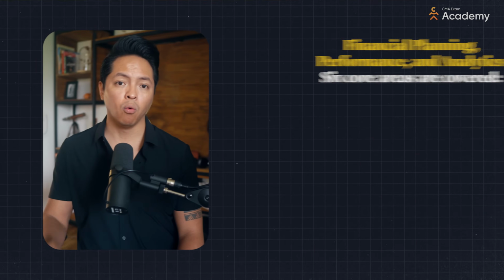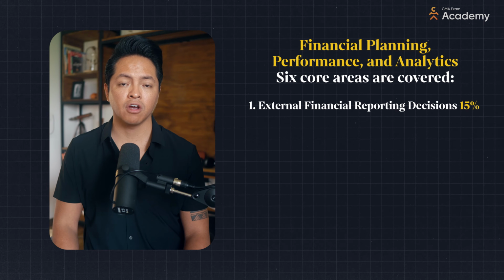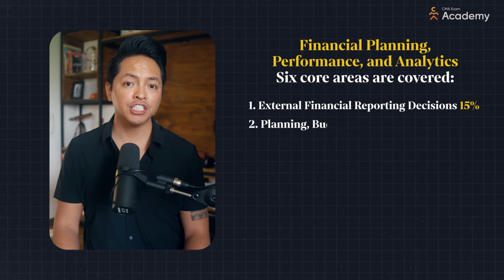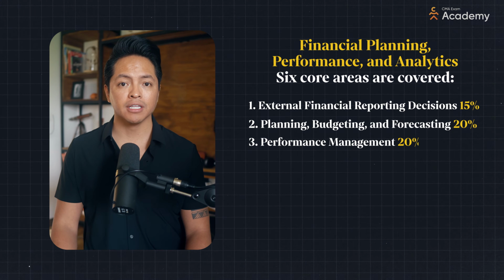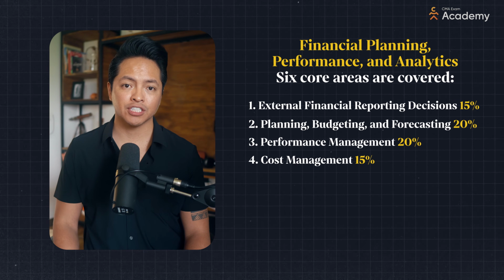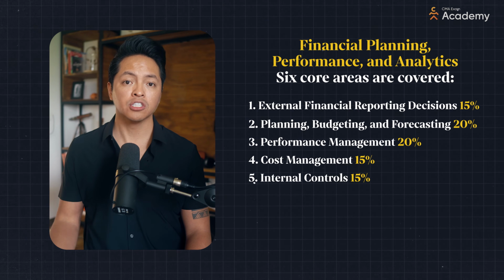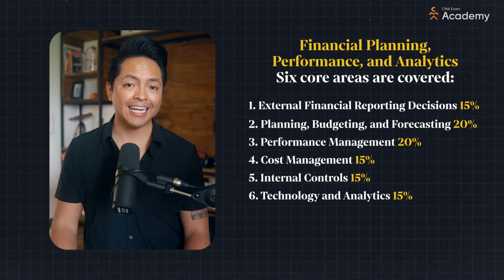In CMA Part 1, Financial Planning, Performance, and Analytics, 6 core areas are covered. Number 1, external financial reporting decisions, which is 15% of content coverage; planning, budgeting, and forecasting, which is 20%; performance management is also 20%; cost management is 15%; internal controls is also 15%; and lastly, technology and analytics, which is also 15%.